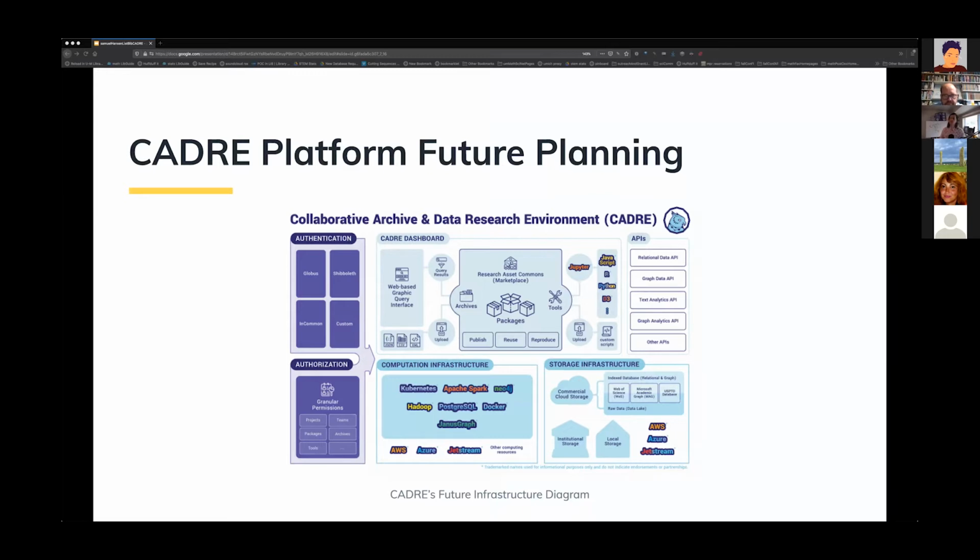So if you are an institutional Cadre member, you will have institutional storage for people who log in with your authentication systems, and also local storage for people to upload their own data sets. So that's in the future. Some of this is built, not all of it. It was only started in 2019.